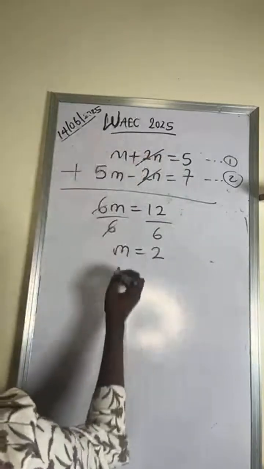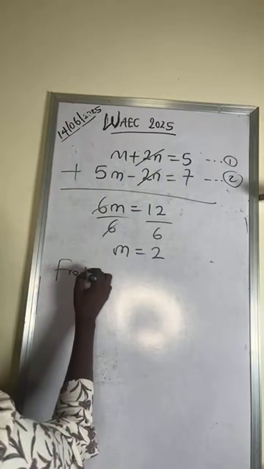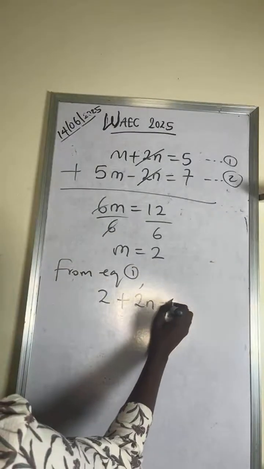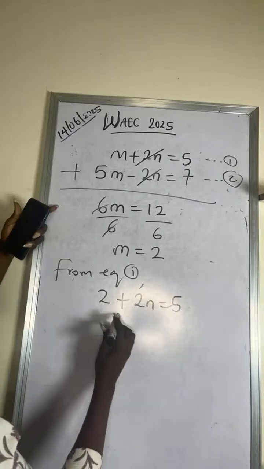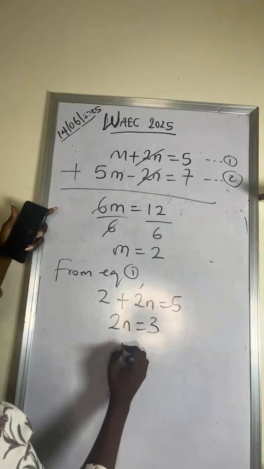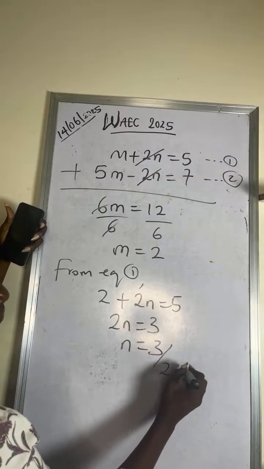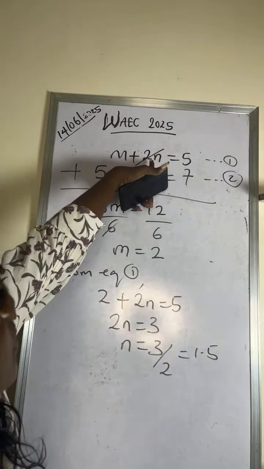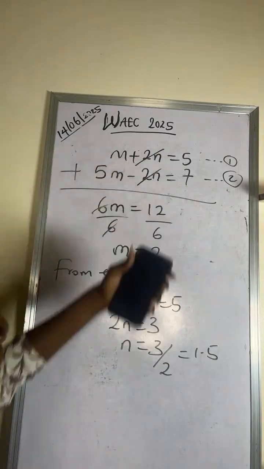So from equation 1, we'll say 2 plus 2n is 5. Subtract 2 from both sides. n is 3 over 2. Right? You can go back to check if it's correct. Put the value here and see if you get the answer.